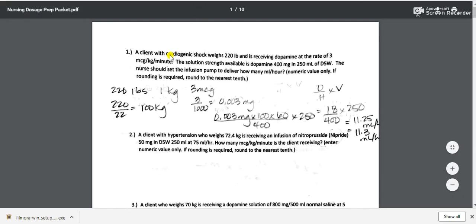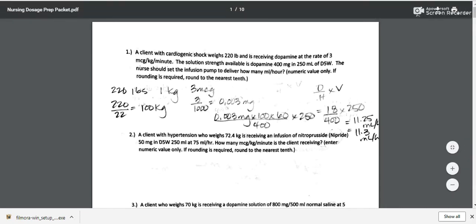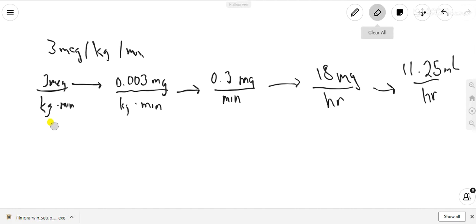Again, we look at problem number one, but this time we work it with dimensional analysis. A client with cardiogenic shock weighs 220 pounds and is receiving dopamine at the rate of 3 micrograms per kilogram per minute. The solution strength available is dopamine 400 milligrams in 250 milliliters of D5W. The nurse should set the infusion pump to deliver how many milliliters per hour?